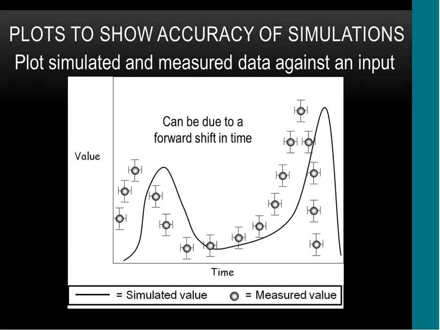What we're showing here is we're actually getting quite a good simulation. So the magnitude is round about right. This peak is round about where it should be. And this peak is round about where it should be. But we've got a delay in the onset of the process.